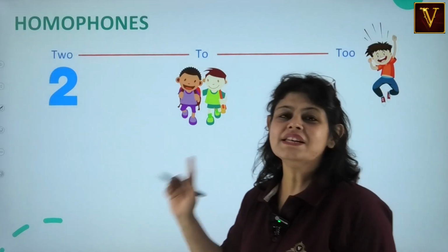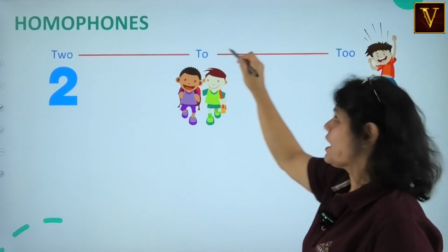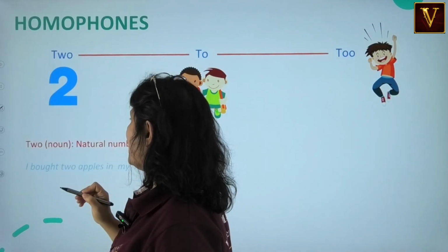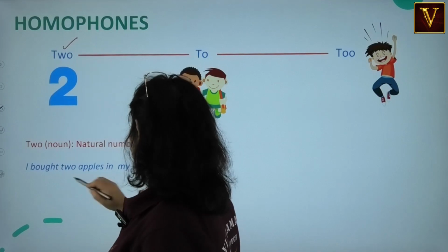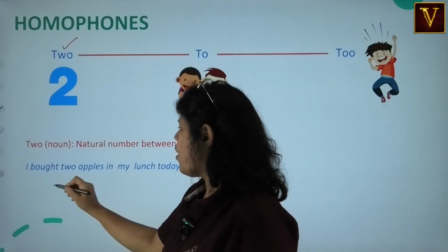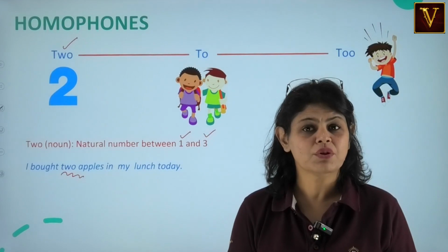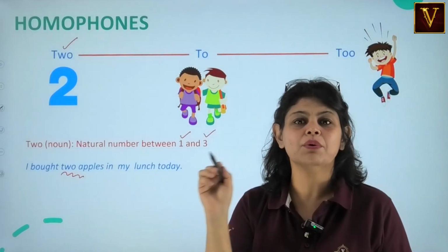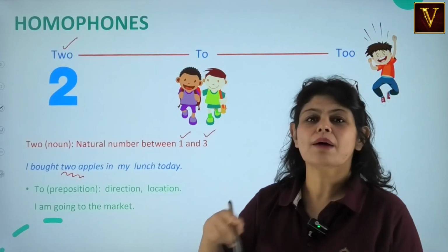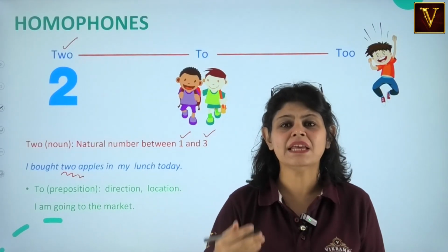Now, there is a wide difference between two, to and too. This "two" is a natural number that falls between 1 and 3, right? I bought 2 apples. When I say I bought 2 apples, I would say "two." Got it? Understood? Very good.